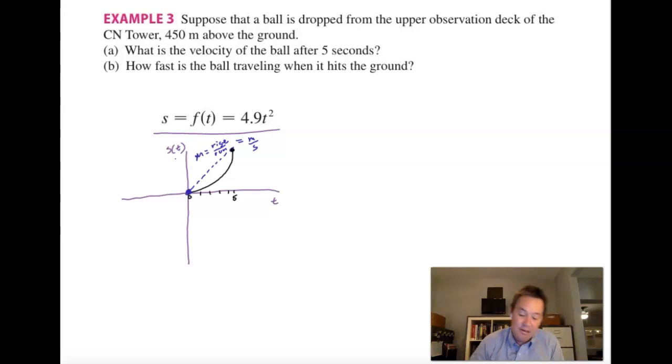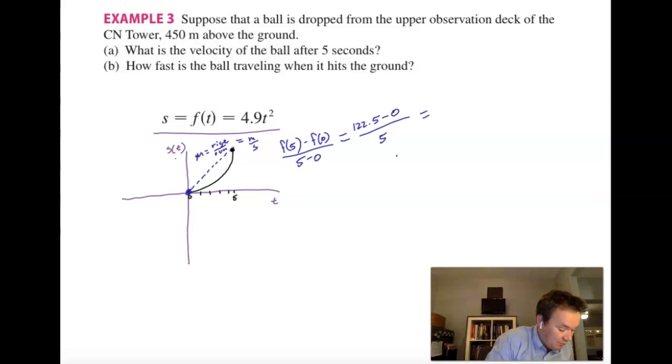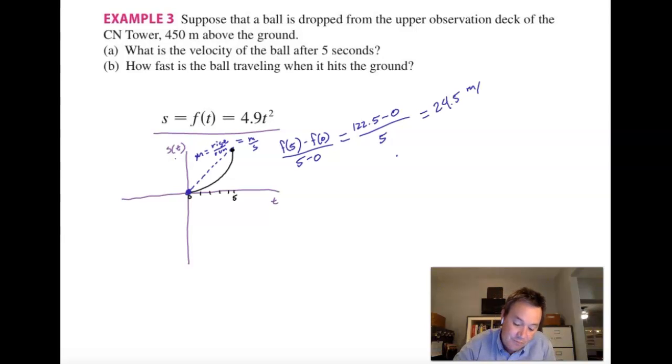Now, remember what we said. The slope of a secant line is an average rate of change. The slope of a tangent line is an instantaneous rate of change. So if I were to do f of 5 minus f of 0 over 5 minus 0, well, you can plug in 5 to 4.9t squared, you're going to get 122.5. Plug in 0, you'll get 0 over 5. So let's see, 122.5 divided by 5 is 24.5. And that's meters per second.